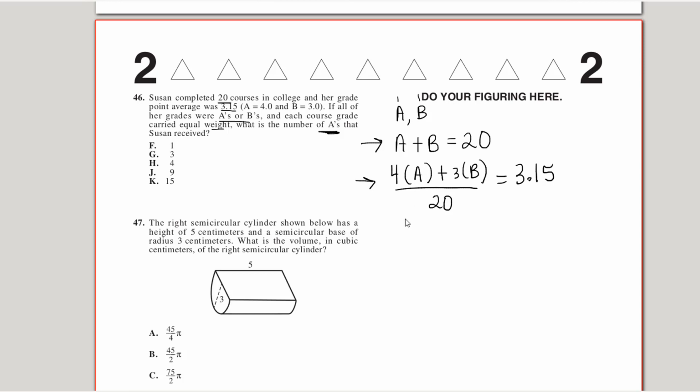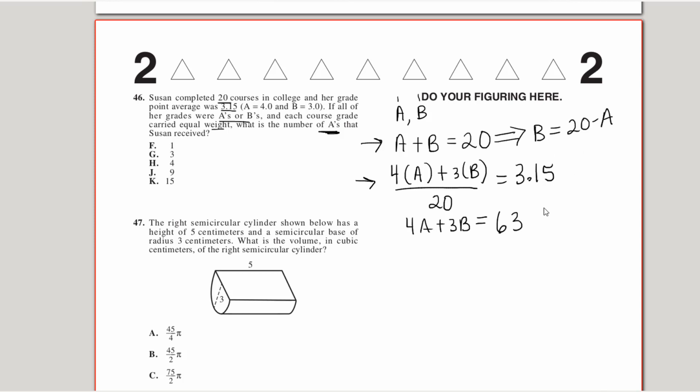So let's rewrite this second one as 4a plus 3b. I'm going to multiply through by 20, and I get 63. So now I have equations that look good. Let's solve this one. We're wanting to ultimately know how many a's. So let's solve for b here, and we get that b is equal to 20 minus a.